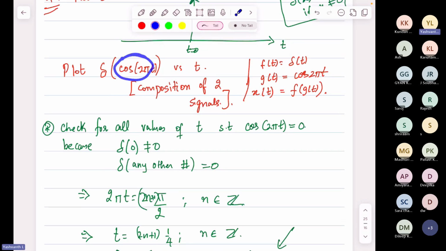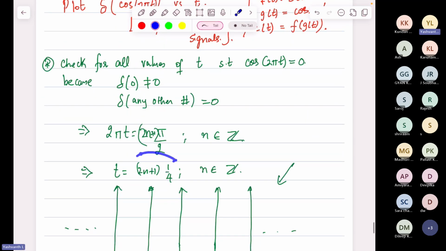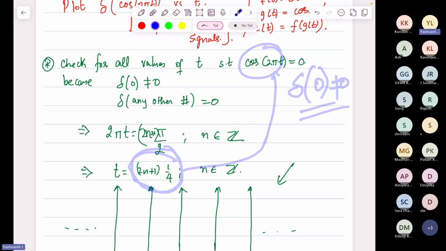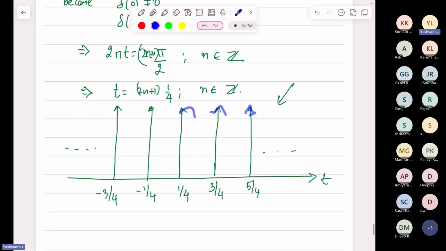So I need to find all the values of t such that cos 2 pi t is equal to 0. And it turns out that at all these odd multiples of 1 by 4, cos 2 pi t will go to 0, or delta of 0 will be non-zero. That is, it will have these arrow marks. That's what I drew here.